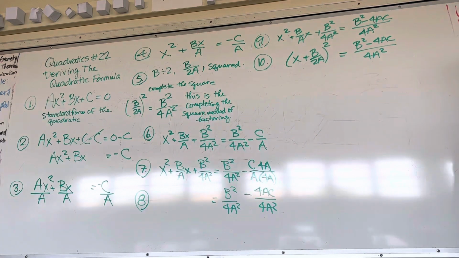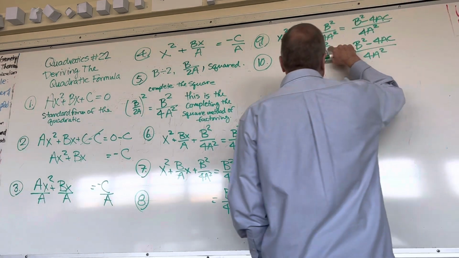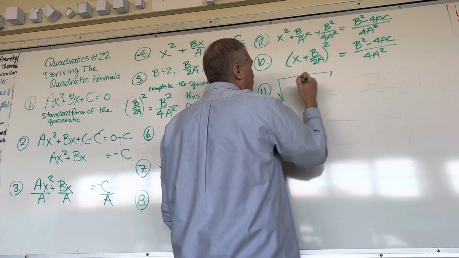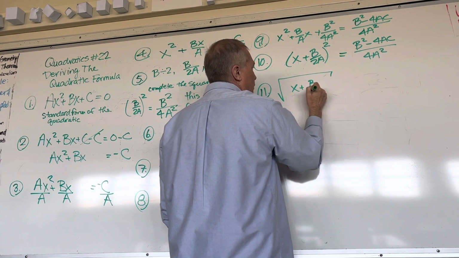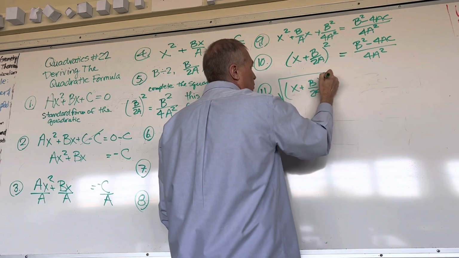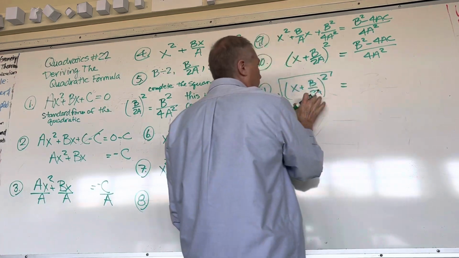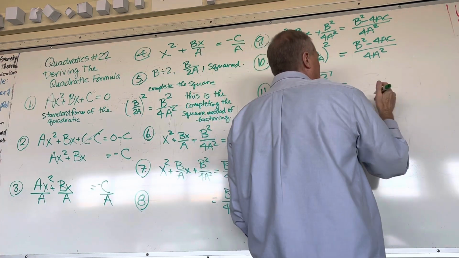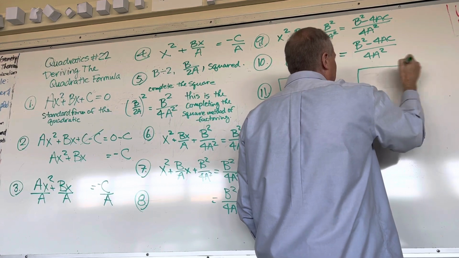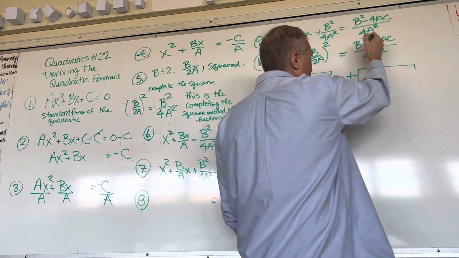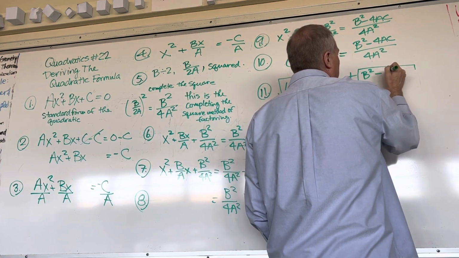All right, let me check my steps. Step number 10. Good. Now I'm going to take the square root of both sides. Because there's a square here, the reverse of this will be step 11. We will take the square root of x plus b over 2a squared. The square and the square root will reverse each other. But once you take the square root of the left, you must take the square root of the right. And if you remember, we need a plus minus in there because we're going to get two answers, and all of this is inside of the square root.